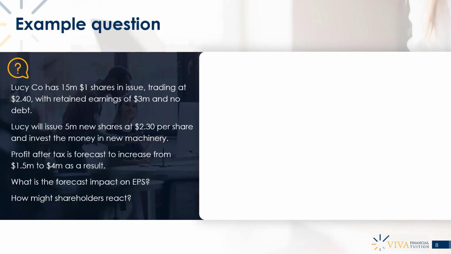So let's run through this then. Let's work out the current earnings per share first of all. And that's our profit after tax at the minute, which is 1.5 million, divided by the number of shares, which is 15 million. Lovely. We've got a current earnings per share of 10 cents.